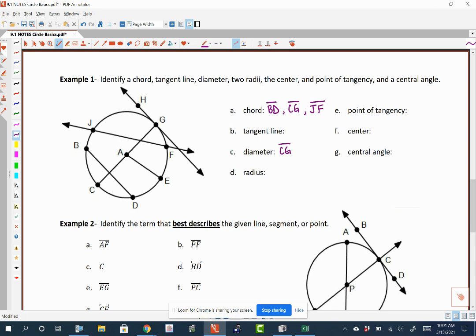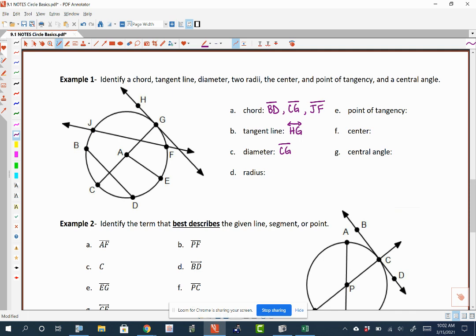A tangent line, one of our newer words, has to only intersect a circle once. So I'm noticing this intersection at G and this line HG that goes through it. So a tangent line is a line. I would like to call this with 2 letters, it doesn't matter which one comes first, and put my line marking above that.